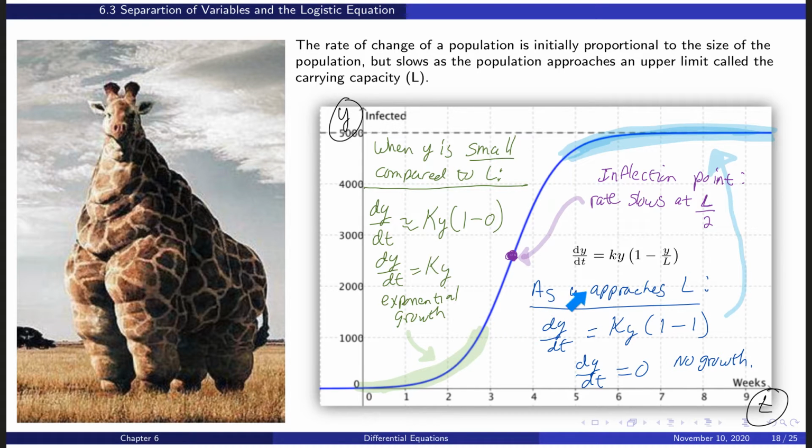But as the number of items approaches L, then this fraction, as y approaches L, you would get L over L, which becomes 1. And so 1 minus 1 is 0, and the growth rate dy/dt equals 0 for no growth, which is what happens when you get up here. At halfway through this curve, you change from concave up to concave down. So before that, the growth rate is increasing. After that, there is still growth, but its rate is decreasing. So the second derivative here is positive, increasing growth. The second derivative here is negative, decreasing growth rate.